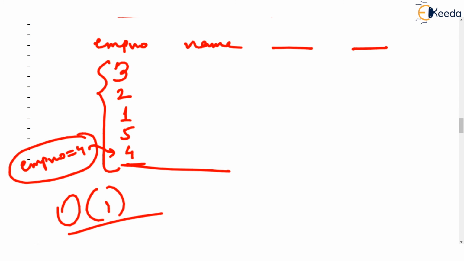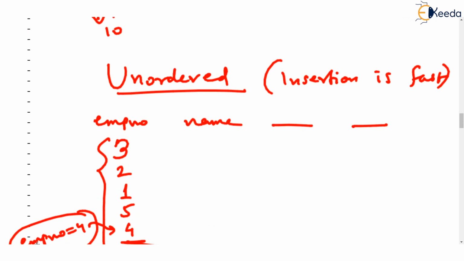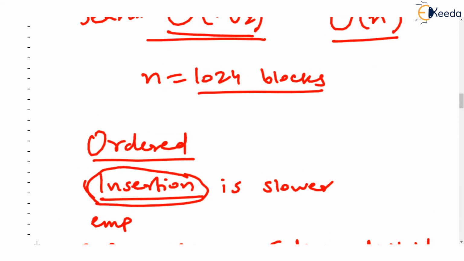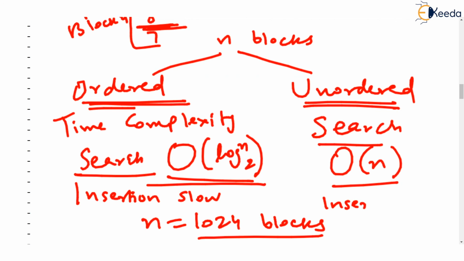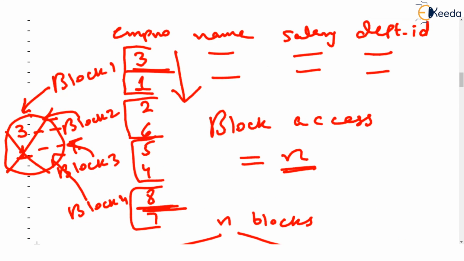So searching is fast in ordered, searching is slow in unordered. Remember, searching is very fast in ordered, searching is slow in unordered, whereas insertion is slow here, but insertion is fast there. But the big point you should take from this video is that whenever we see the performance of searching a table, we always specify the performance in terms of number of blocks, not in terms of number of records. Remember this.